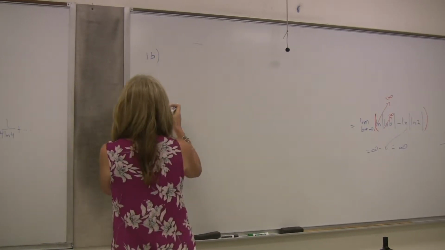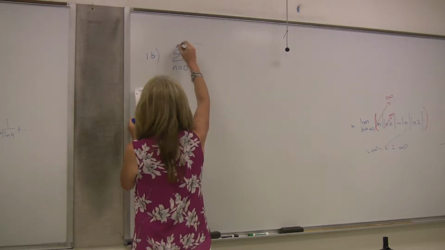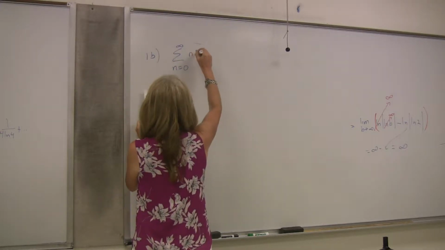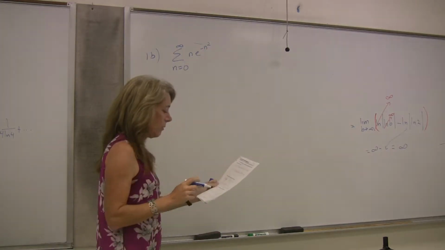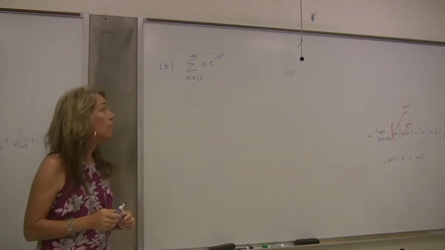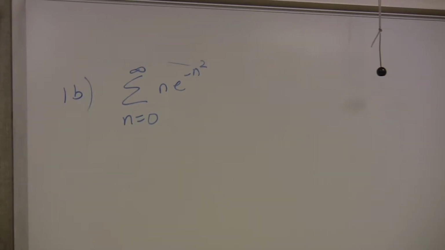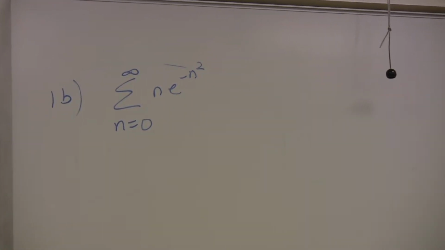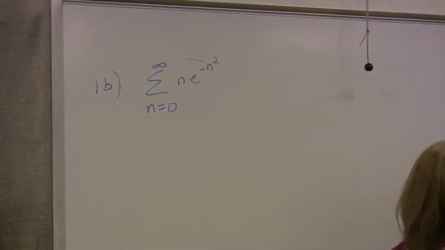B now has this series. This one starts at n = 0 to infinity of n e to the negative n squared. We want to know if this one converges or diverges. I'll take suggestions.